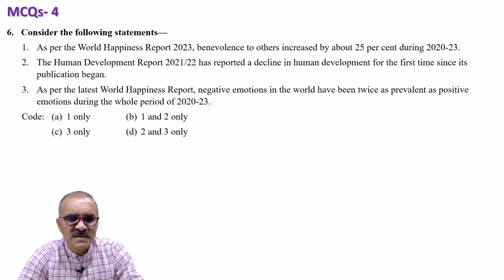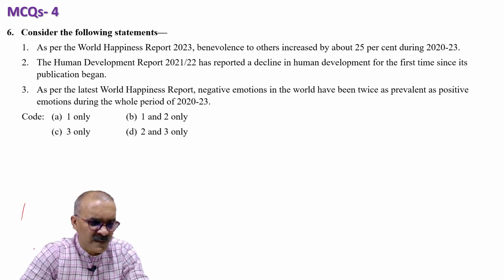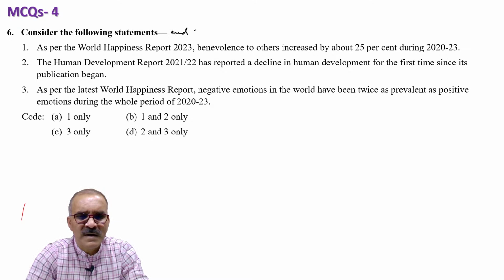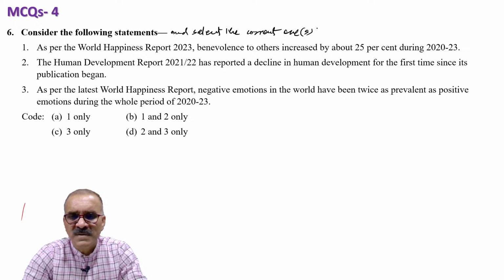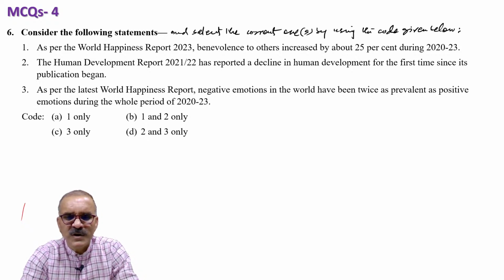Consider the following statements. I think I committed a mistake and select the correct one by using the code given below. I made this question complete. As per World Happiness Report 23, benevolence to others increased by about 25% during 2023. This is pandemic period.